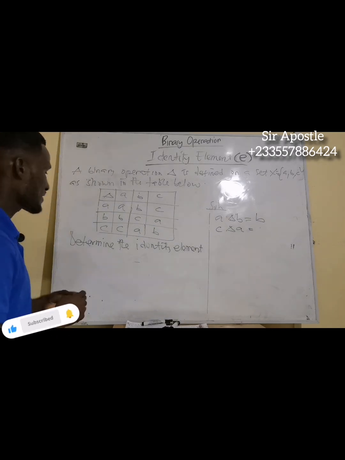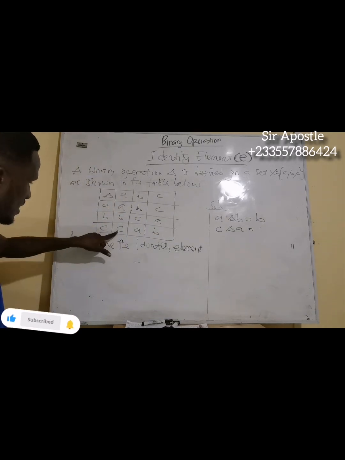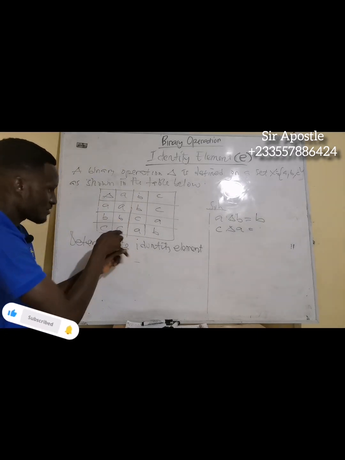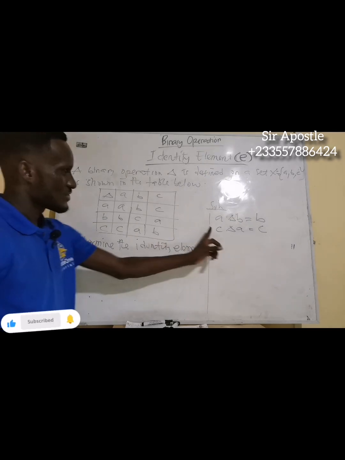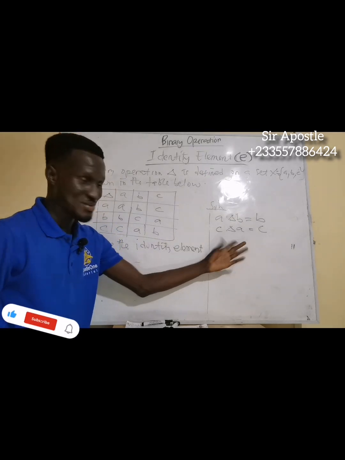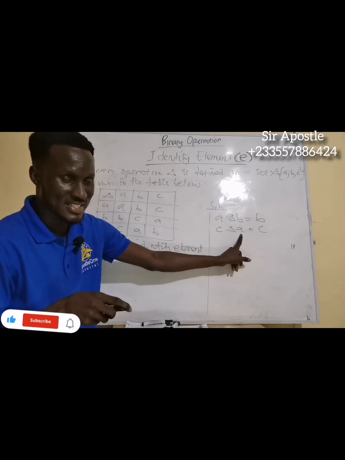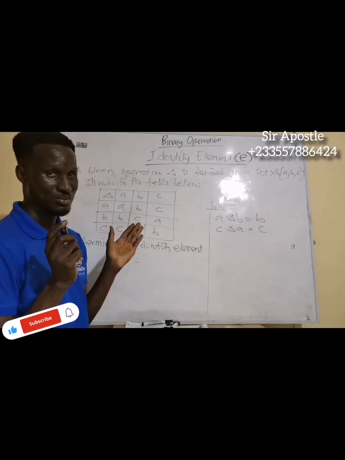So CA from the table, we have C operation A. C operation A will give me what? C. C operation A is giving me C from the table. Which one is the identity element? So C operation A giving me C, meaning A is still the identity element. Understand? But I can't make a conclusion now.